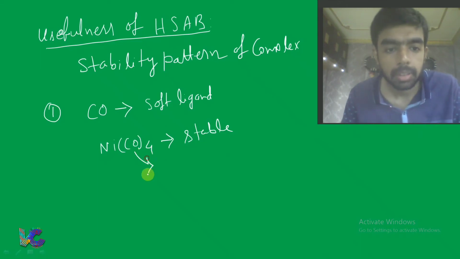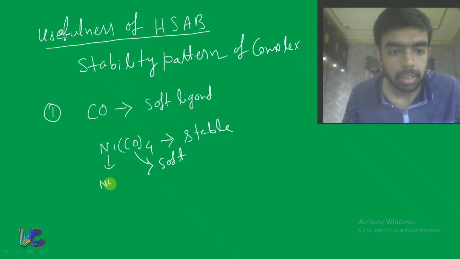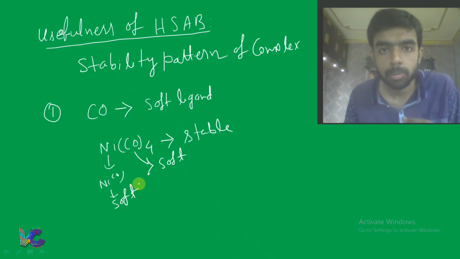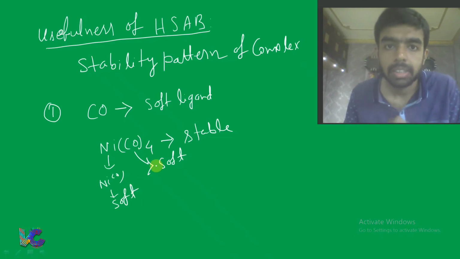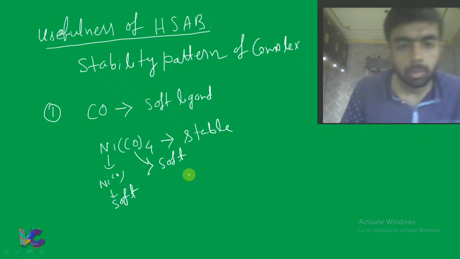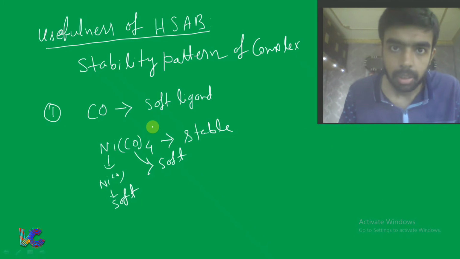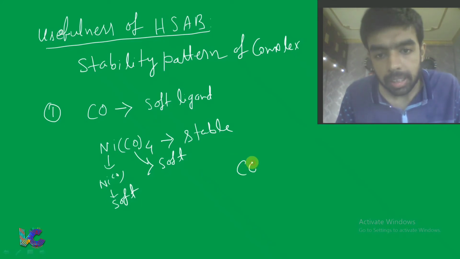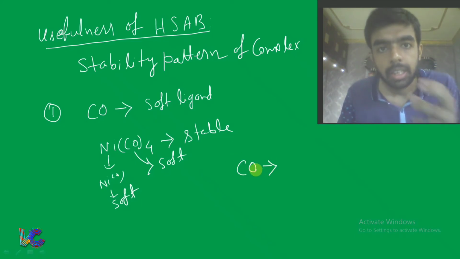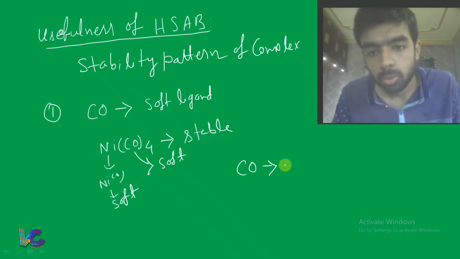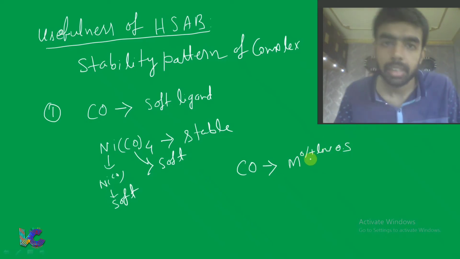So you have CO, which is a soft ligand, and Ni is in the Ni0 state, that means it is also a soft metal. That means a soft combination is giving rise to a stable coordination complex. That means you can predict the stability pattern of a complex by using the HSAB principle. As CO is a soft ligand, it always has a tendency to combine with a metal which has zero or very low positive oxidation state.